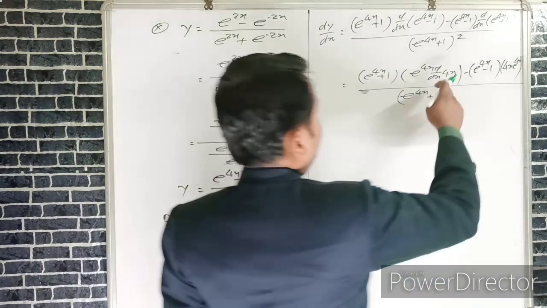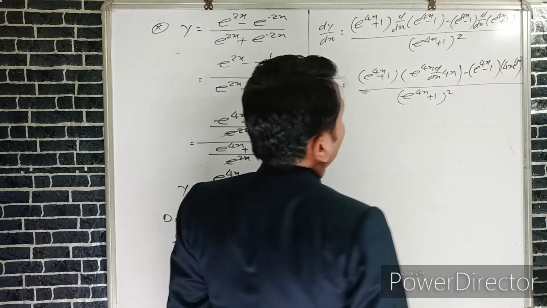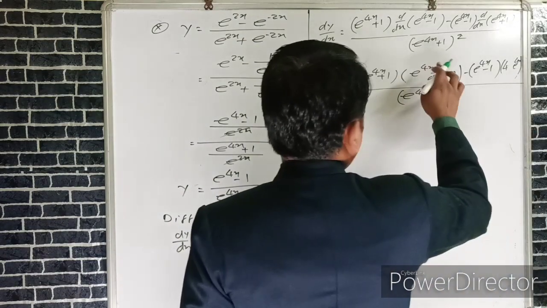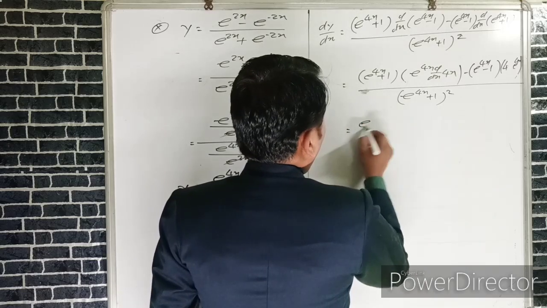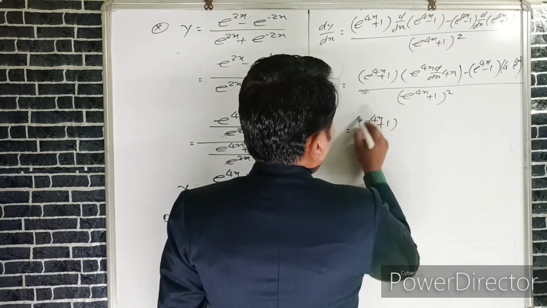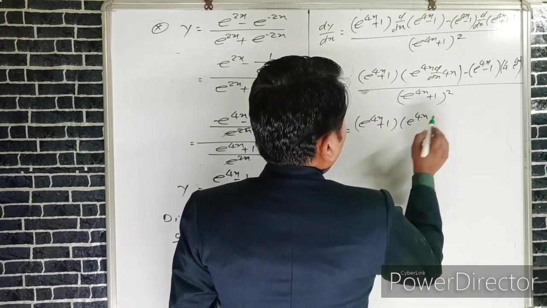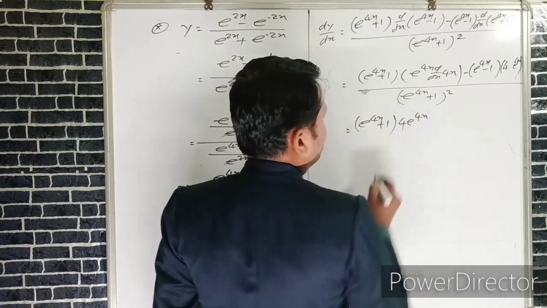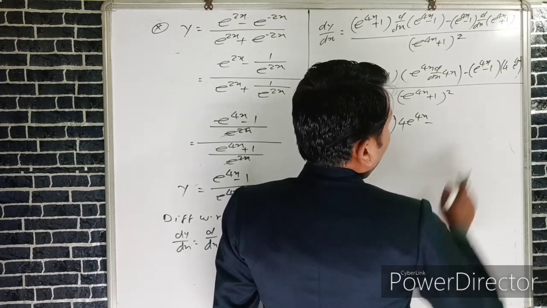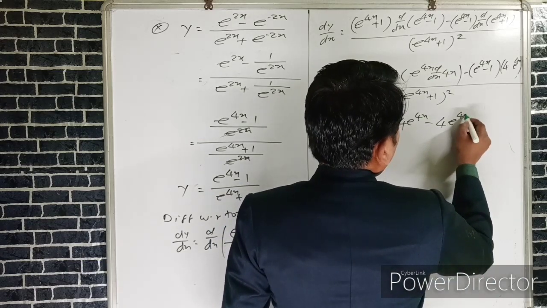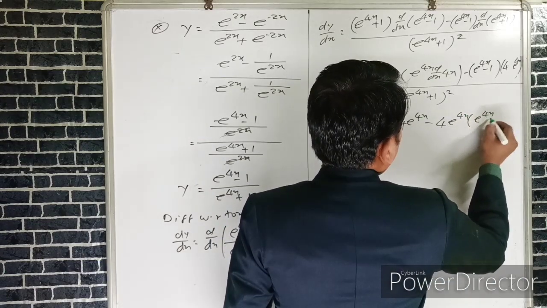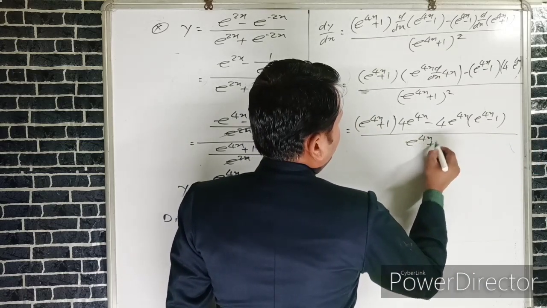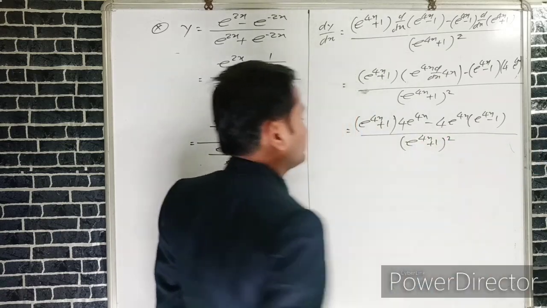Derivative of 4x is again 4. e to the power 4x plus 1 into e to the power 4x, and the derivative of 4x is 4 into e to the power 4x, minus 4 into e to the power 4x into e to the power 4x minus 1 upon e to the power 4x plus 1 whole bracket square.